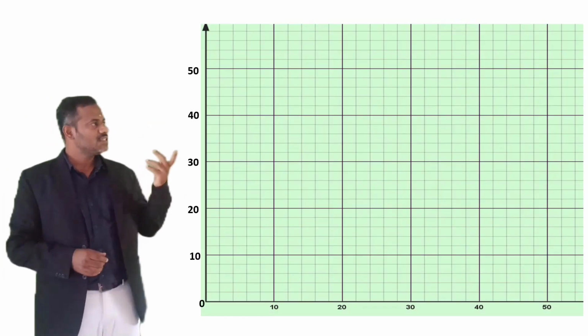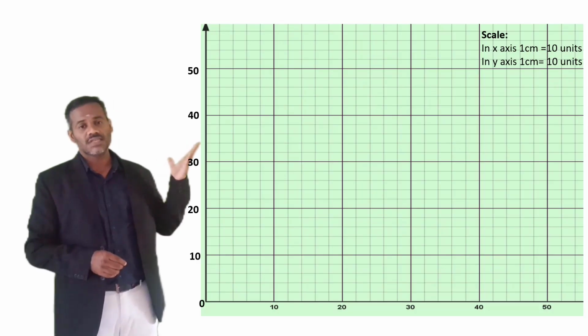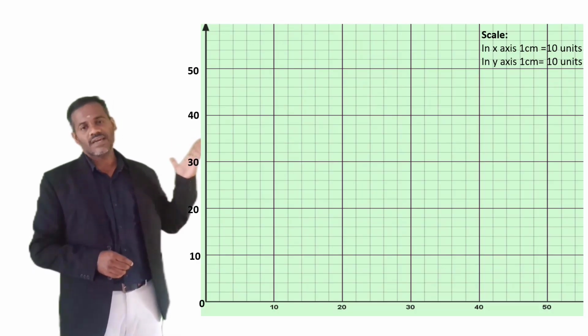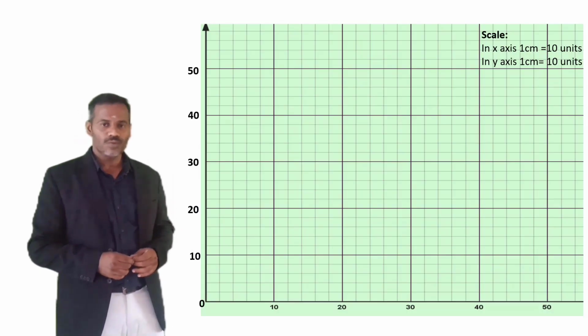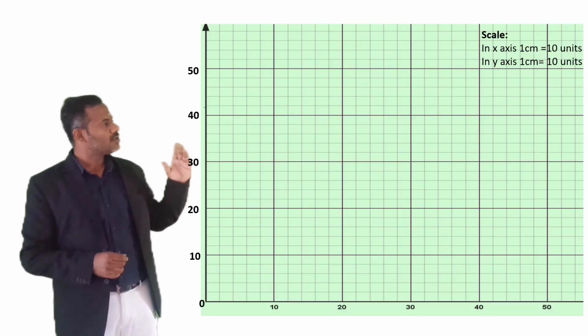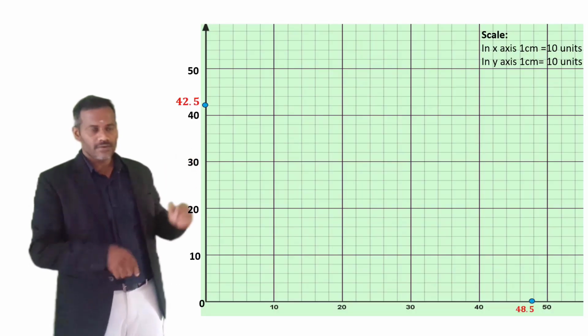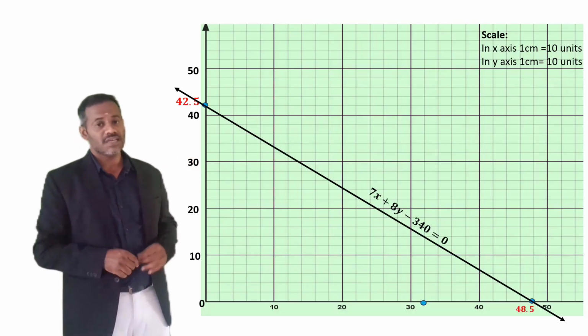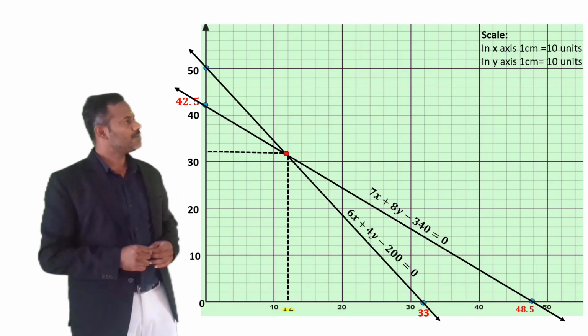Now let us take this graph and let us plot the points. First of all, scale. What is the scale here? Scale in x-axis we get 1 centimeter is equal to 10 units and y-axis we get 1 centimeter is equal to 10 units. So let us plot the first point. First point is 42.5 and 48.5. Let us draw this line for this, and the equation is 7x plus 8y minus 340 equal to 0.